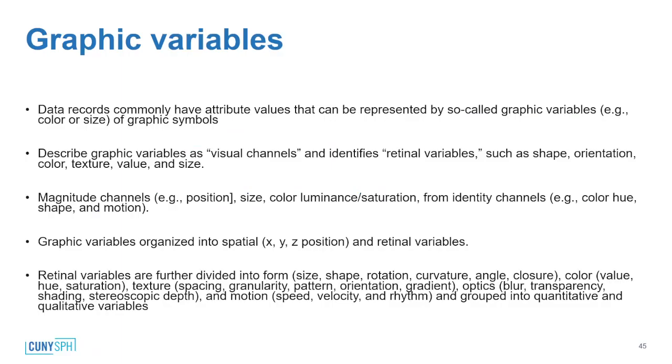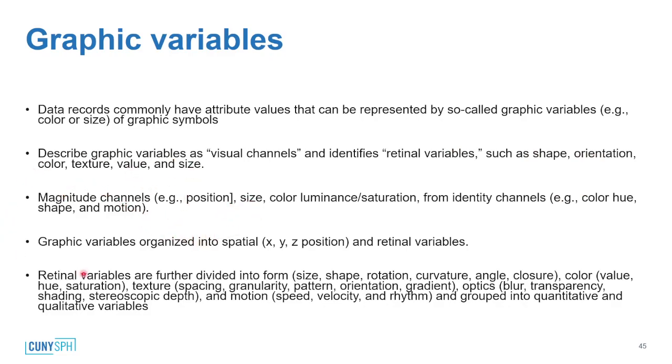And those graphic variables are the attributes that we can put into those graphic symbols, and they are going to change the meaning. They are also known as visual channels, and identify different retinal variables. They can be shape, orientation, color, texture, value, and size.